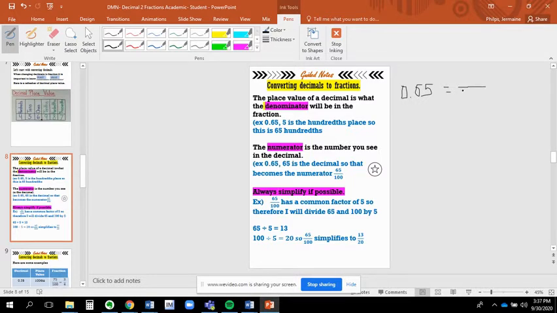As a refresher, your denominator is down at the bottom. That's another way to remember it. D, denominator is down. Numerator is number 1, so it's at the top. So in this case, our denominator is going to be 100 because it's in the hundredths place. Let's go to our next part. The numerator is the number you see in the decimal. So our decimal over here was 65 hundredths. So I just take that 65 and that's going to become my numerator.